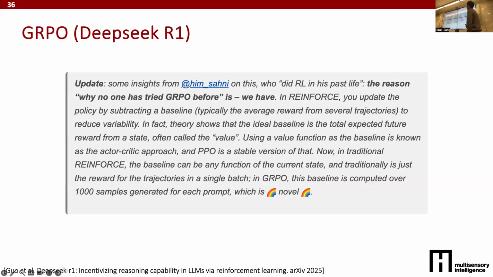Now, in traditional REINFORCE, the baseline can be any function of the current state. And traditionally, it's just the average reward of the trajectories in a single batch. And of course, in GRPO, this baseline is computed over 1,000 samples generated for each prompt, which is novel. So very much going back even before actor-critic, before the learned value function, to just a simple rolling average statistic of rewards for multiple samples that you drew.